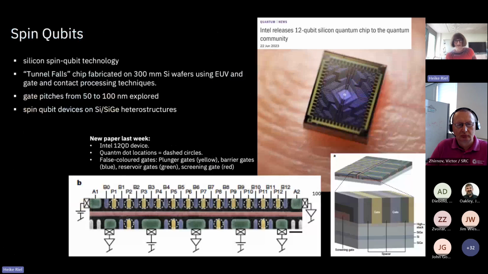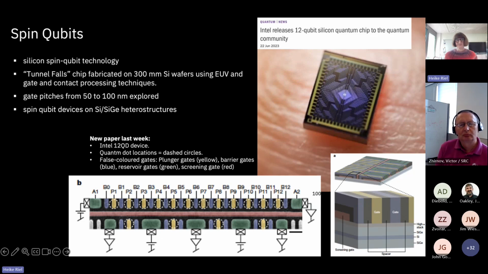And here, I would like to highlight also that last week there was a new publication by Intel on the silicon spin qubit technology. They built a chip which is called Tunnel Falls. It was demonstrated last June. And the chip is fabricated in a 300 millimeter line on silicon wafers, and also uses extreme UV. And the gate pitches are investigated from 50 to 100 nanometers.